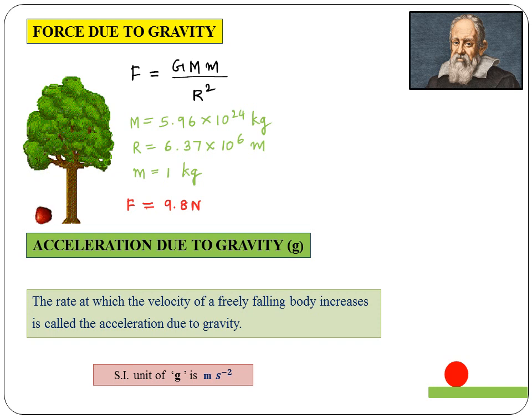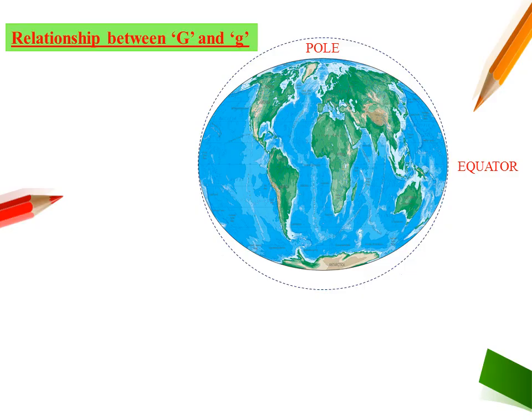And acceleration due to gravity is denoted by the letter g, and the SI unit is meter second power minus 2. And as you know, acceleration due to gravity is a vector quantity acting vertically downwards towards the center of Earth. Relationship between universal gravitational constant and acceleration due to gravity. The value of g is different on different planets and satellites.